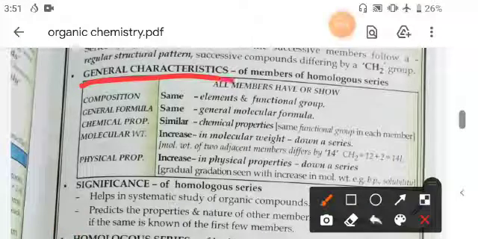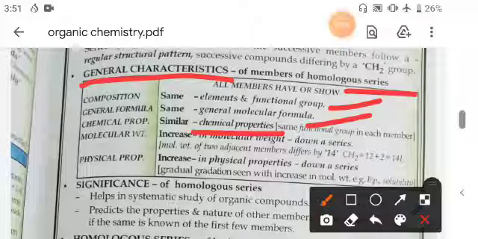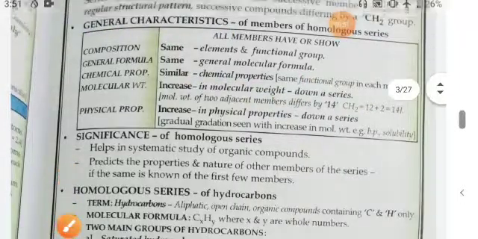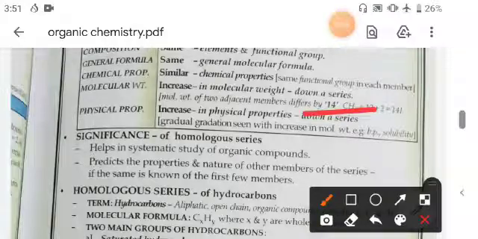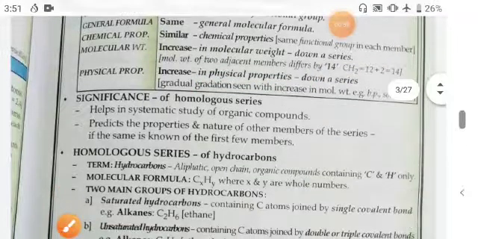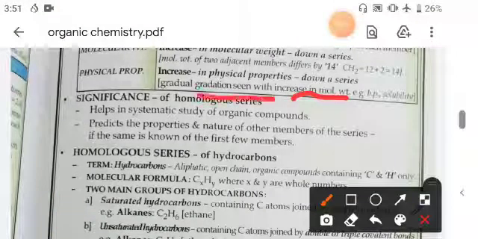The general characteristics of members of a homologous series are that they have the same functional group, general molecular formula and chemical properties. In molecular weight, when moving down a series, two adjacent members differ by 14 due to the CH2 group. In physical properties, there is a gradual gradation seen with increase in molecular weight, for example boiling point and solubility.